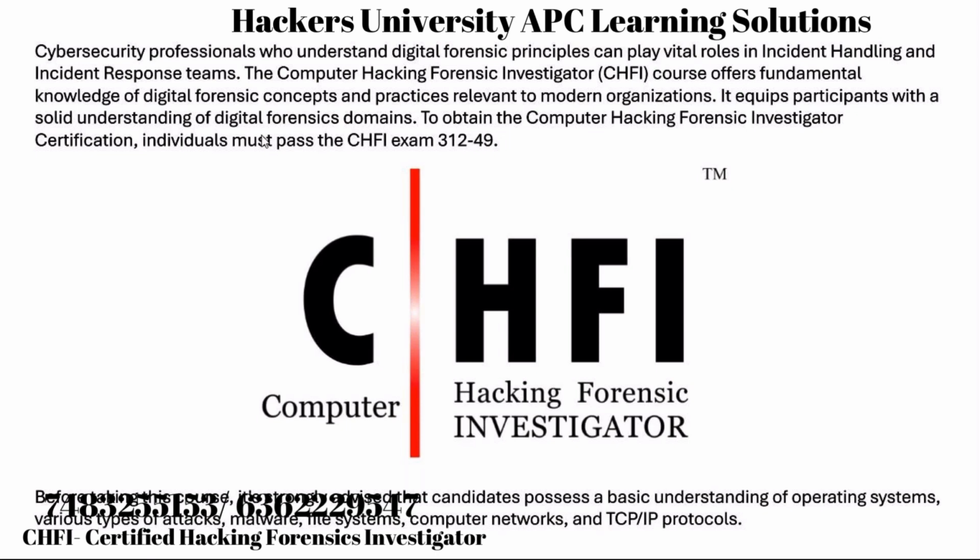So you will also get a chance to take the CHFI exam by EC-Council. The exam code is 312-49 if you wish to enroll for the exam voucher.